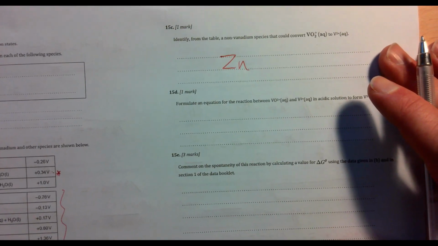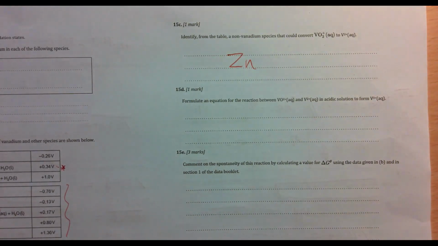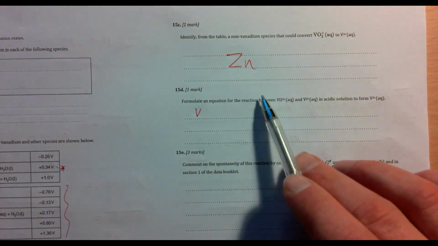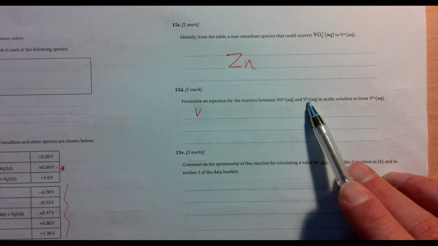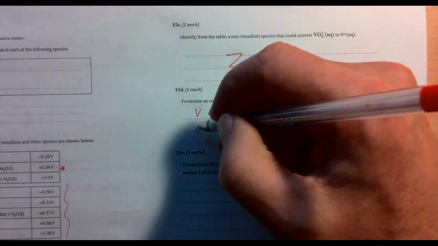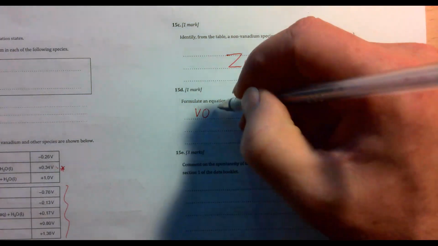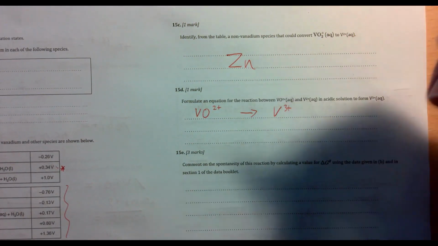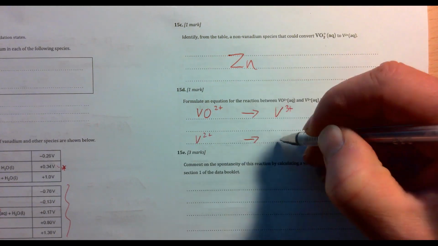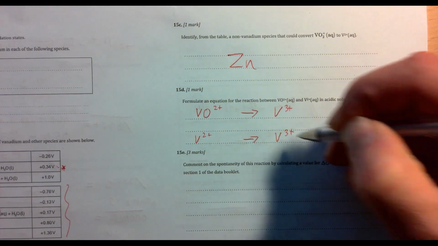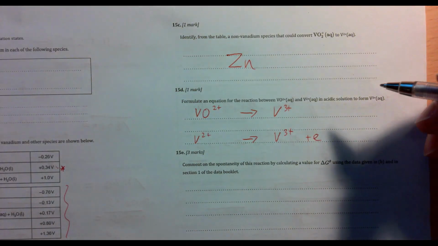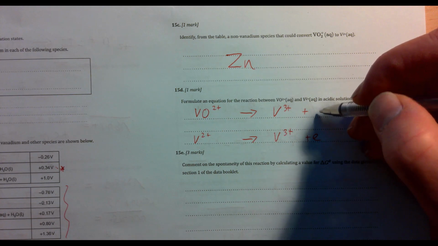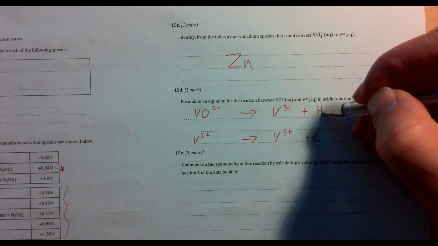Formulate an equation for the reaction between VO2 plus and, this is a tricky question, vanadium 2 plus to form V3 plus. These are two half equations, treat them as such. So VO2 plus going to V3 plus and V2 plus going to V3 plus. Well, that one's easy. This one you can balance yourselves, but it's on the left hand side of the page. We can balance it ourselves, shall we?